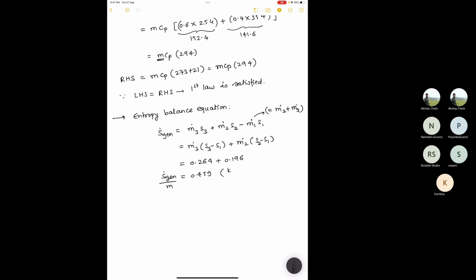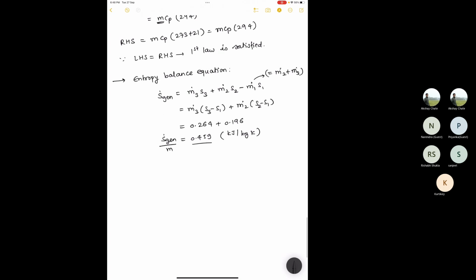This CP is kilojoule per kg Kelvin, and we are taking this S gen by M, so it should be per mass basis, kilojoule per kg Kelvin only. So the unit is finally kilojoule per kg Kelvin. I hope this is correct because this M is in kg per second, this S dot also has per second, so that gets cancelled. So in the final answer there will be no time unit. So basically it should be kilojoule per kg Kelvin.